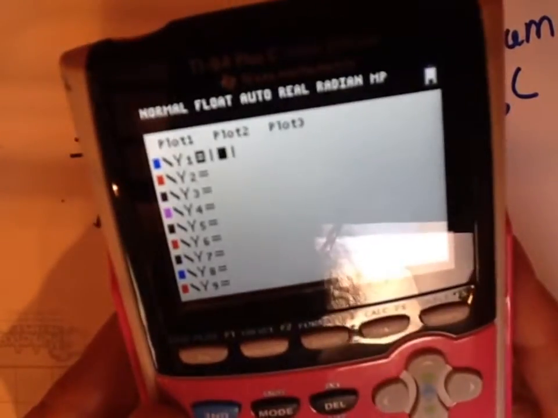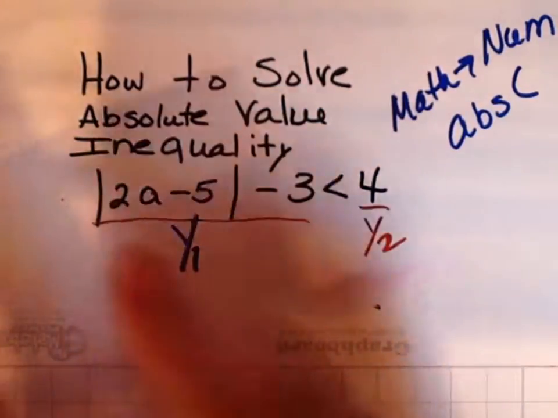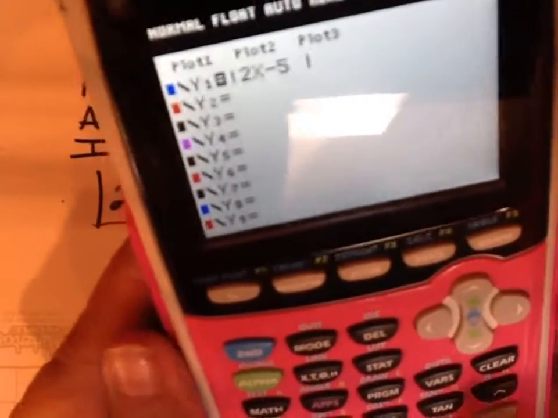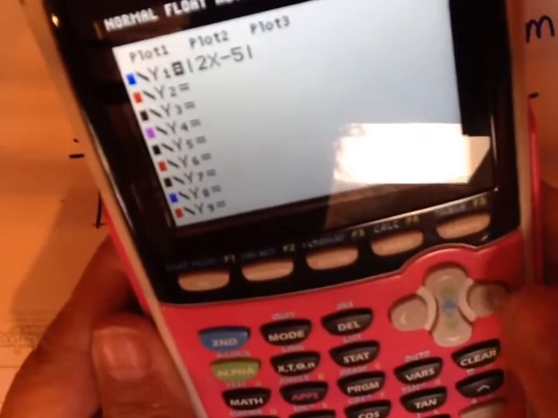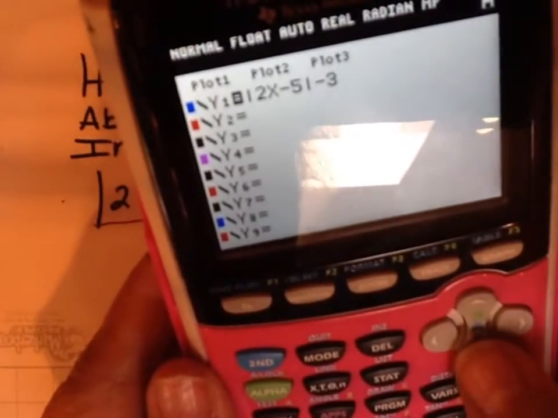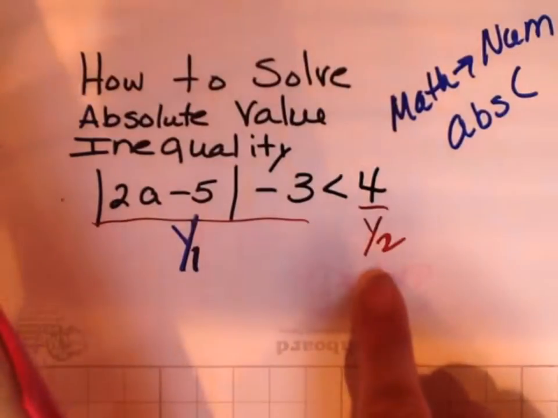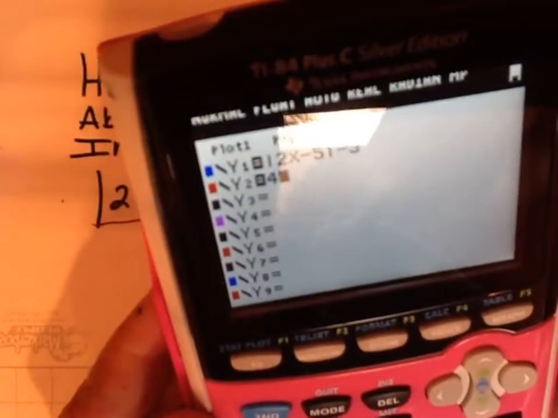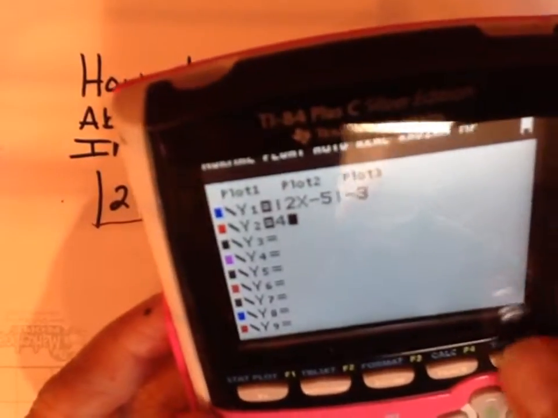Now that's my absolute value bars, and I can put inside 2x minus 5. And here's the tricky part. I have to put in that minus 3, so I have to arrow over to get outside the bars, minus 3. Now I'm going to put my right side, which is my 4, in y2. So there's my 4, and like usual, I hit graph.